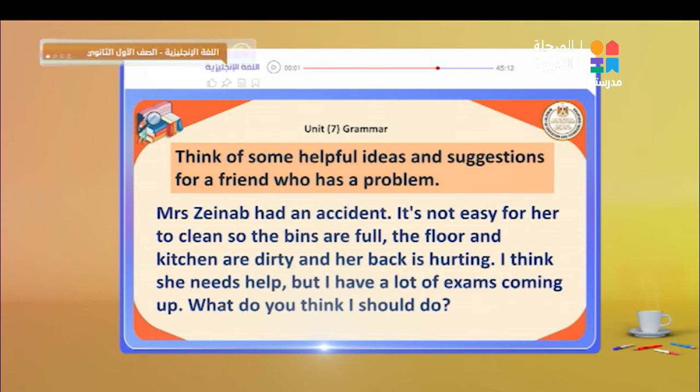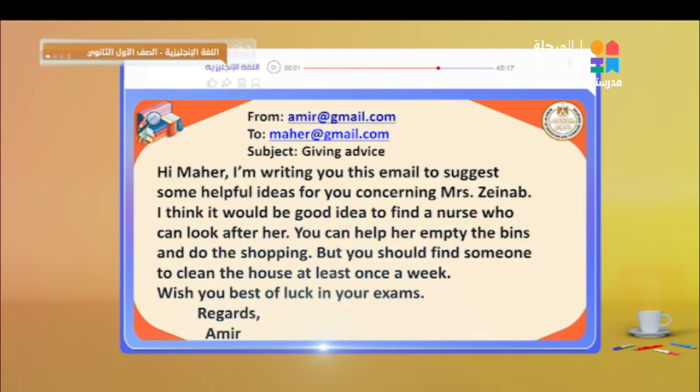So here think of some helpful ideas and suggestions for a friend who has a problem. So I want every one of you to write an email like this. Think of a problem and talk to a friend about this problem and give him advice how to solve this problem. Of course, when we write the email, we must use the header, means the sender email address and the recipient email address, and the subject why we write this email for giving advice.